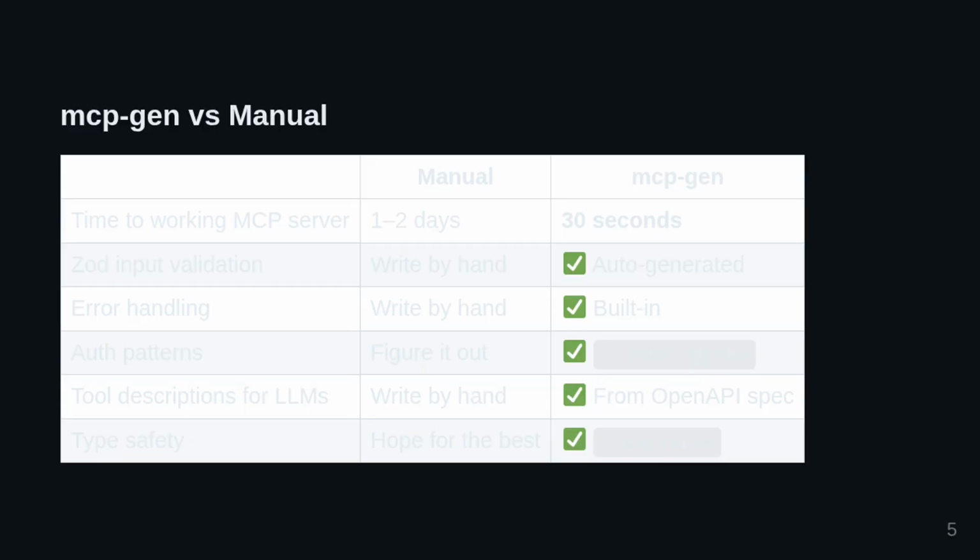Here's the comparison that matters most. The time difference is dramatic, 30 seconds versus 2 days. But it's not just speed. Manual MCP server building means writing Zod schemas by hand, implementing error handling from scratch, figuring out authentication, and crafting tool descriptions that make sense to an LLM. MCP-gen handles all of that automatically from the spec you already have.